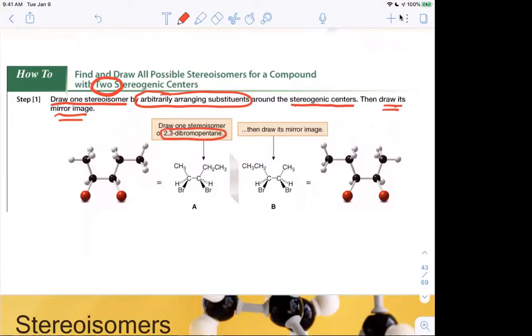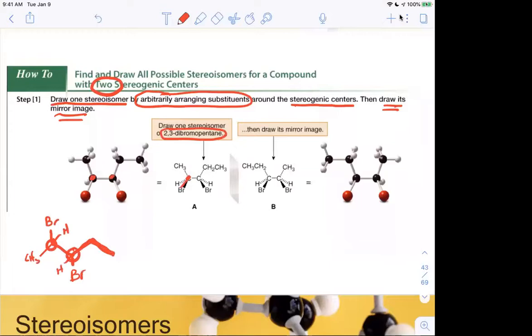So here, I have 2,3-dibromopentane. So let's look at that. 1, 2, 3, 4, 5. So this is a methyl. This also has a hydrogen. This is a stereocenter. This has a hydrogen. And then I have this ethyl group. This is a stereocenter.